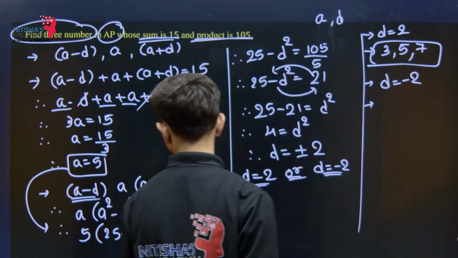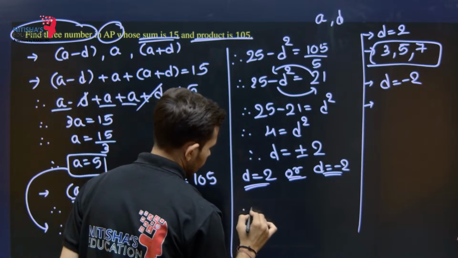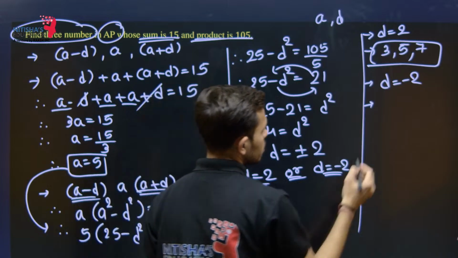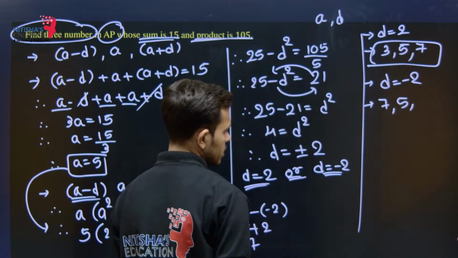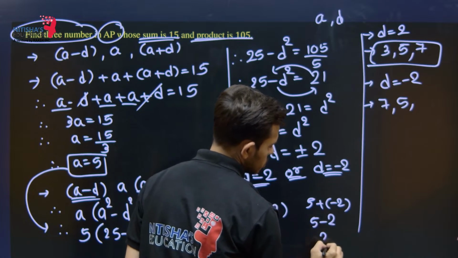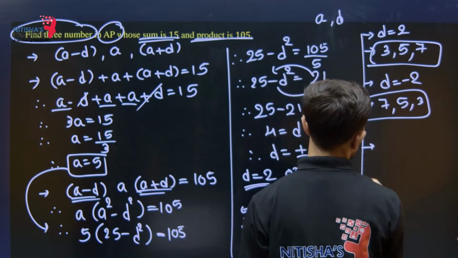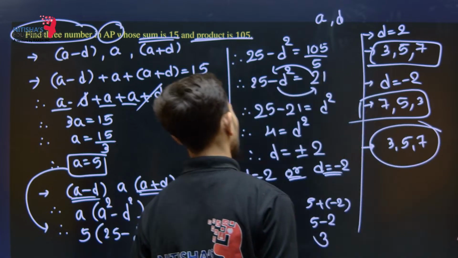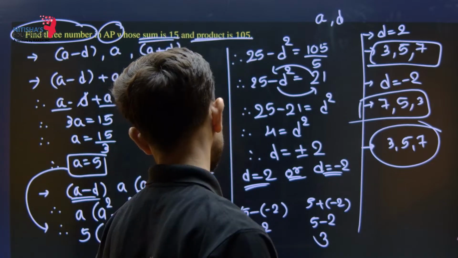When d is equal to minus 2, then what are the numbers? It's a minus d. It means 5 minus minus 2. It is 5 plus 2, which is 7. Second one is a, which is 5. Third one is a plus d. It means 5 plus minus 2. So 5 minus 2 is 3. So these are the same 3 numbers. So our numbers are 3, 5 and 7. This is our final answer. So in this way we solve this question.